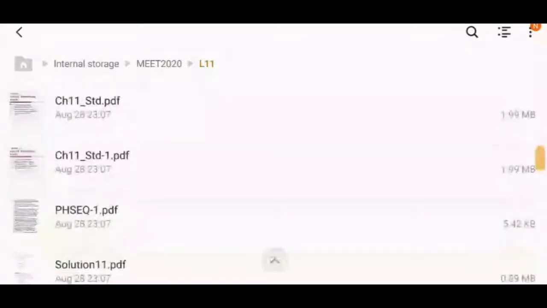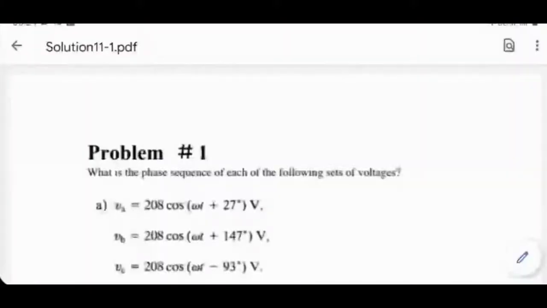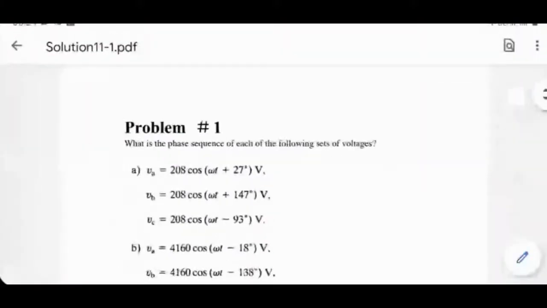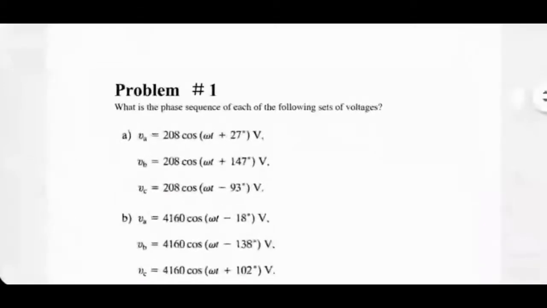Yeah, there's one interesting document here, which has a very interesting solved problem. There's a lot more in this document, but I don't think I want you to spend too much time on everything. But look at problem 1 carefully. The author is a Chinese fellow. He sent it to me a long time ago. So anyway, what is the phase sequence of each of the following sets of voltages?